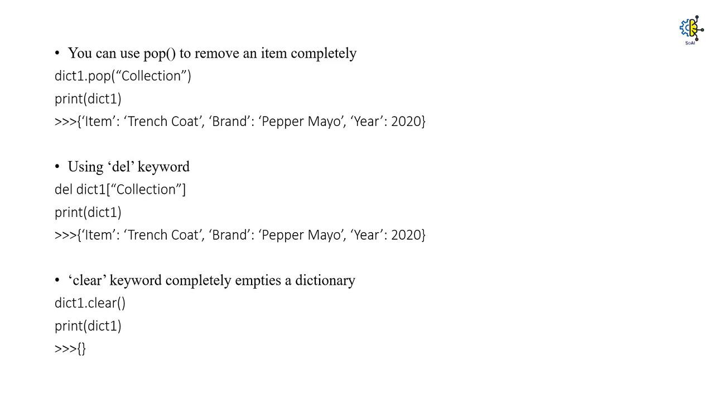You can do the same using the del keyword. As shown in the example, del dict1 off and I'm passing the key collection again. Now if I print dict1, you can see that the key value pair corresponding to the key collection has been removed again. In order to completely empty a dictionary, you can use the clear keyword. Doing dict1.clear brackets will completely empty the existing dictionary dict1.